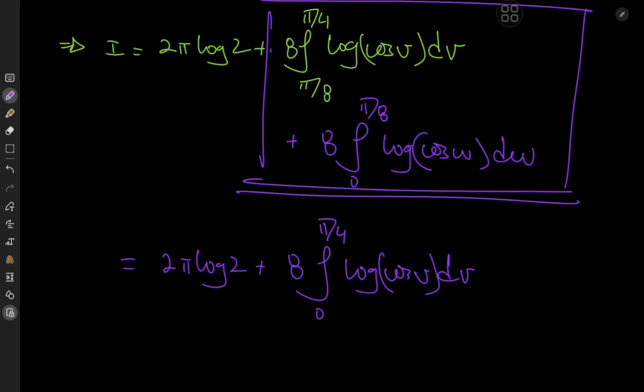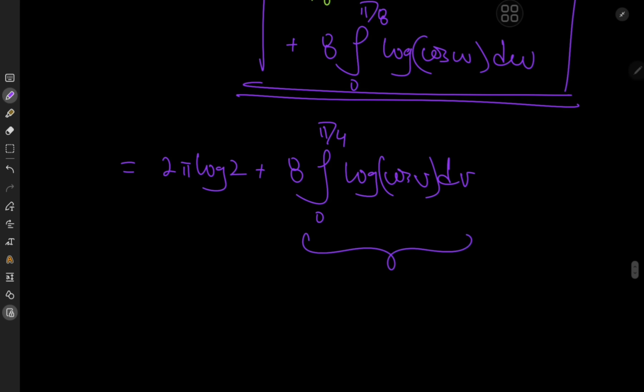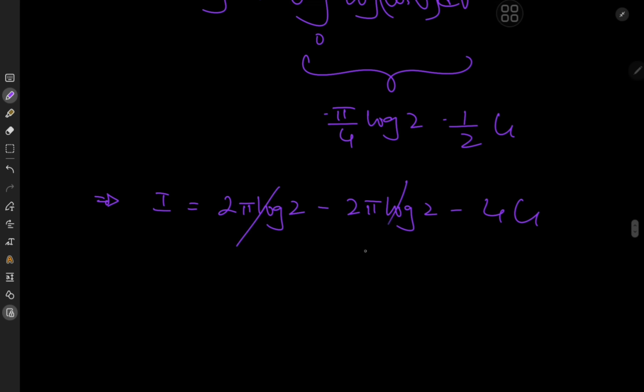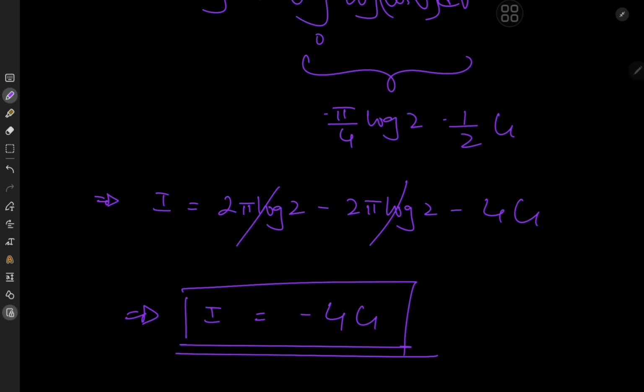So the result of this integral is in fact negative pi by 4 times log 2 minus 1/2 of Catalan's constant. Multiplying out that stuff by 8, this implies that I equals 2 pi log 2 minus 2 pi log 2 minus 4 times Catalan's constant. Some lovely cancellation. And this implies that our really cool integral is actually another integral representation of Catalan's constant.